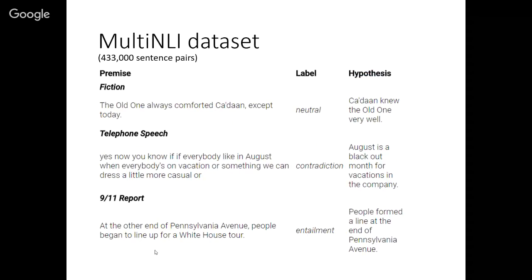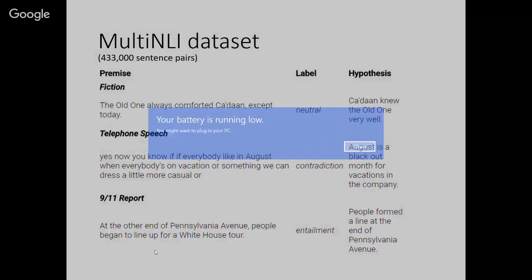They're very different, right? Like telephone speech is very different than the government's report after 9/11. So it's a wide variety of language. So do they have a politics domain? Not really. They have some, the 9/11 report is somewhat political, but it's very different than how politicians speak on TV.